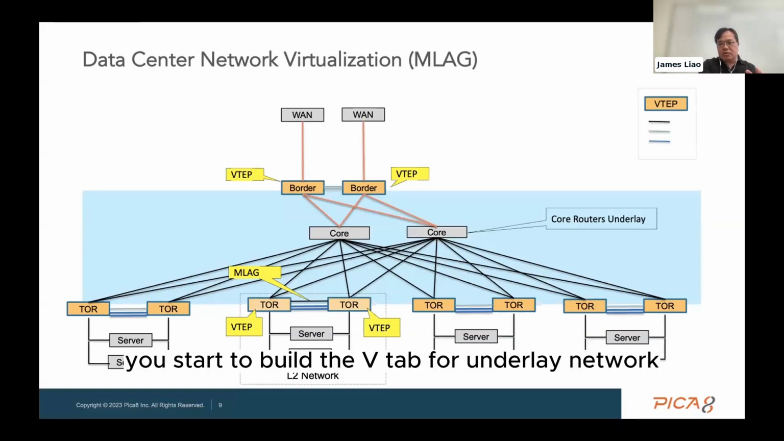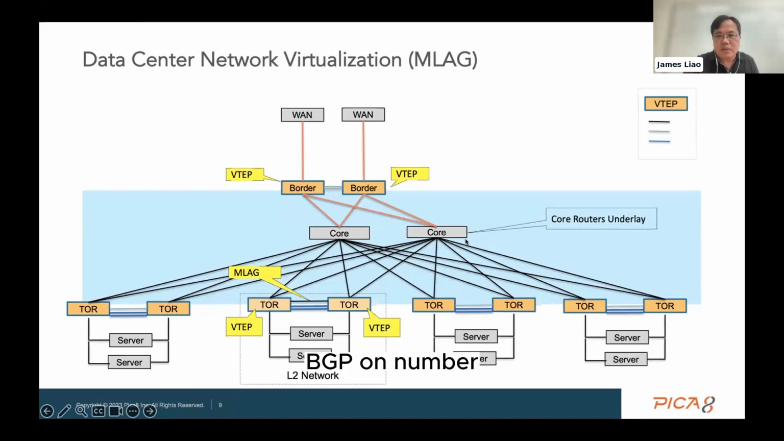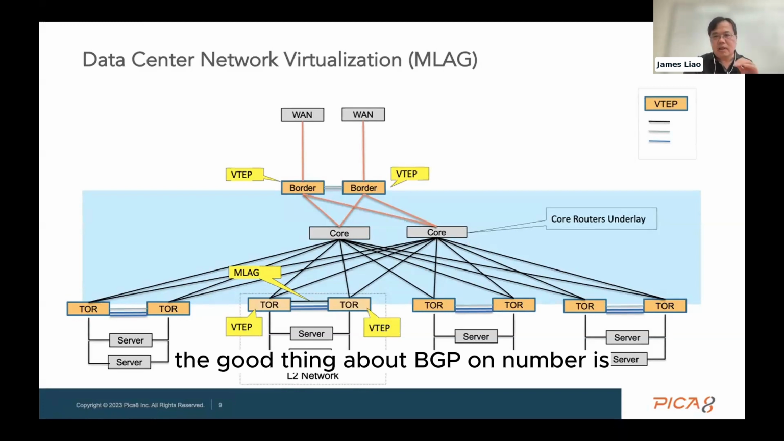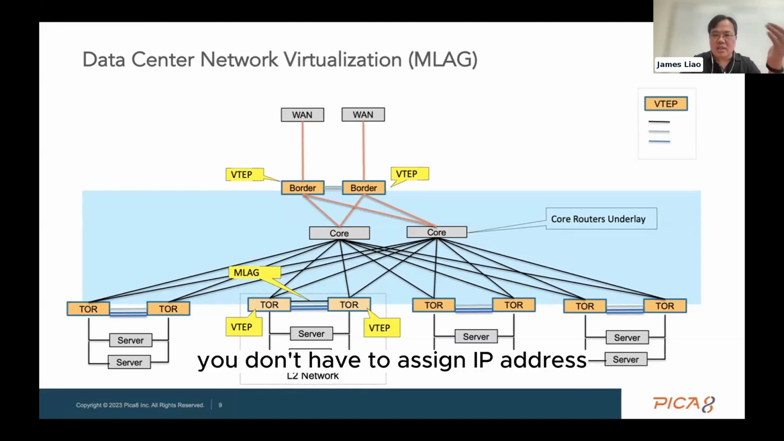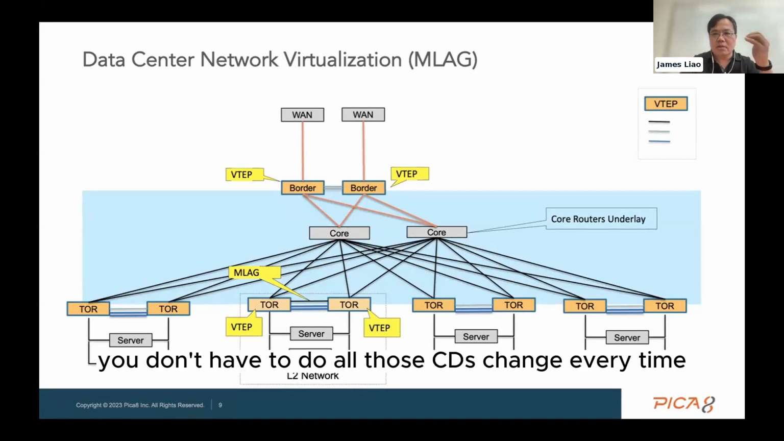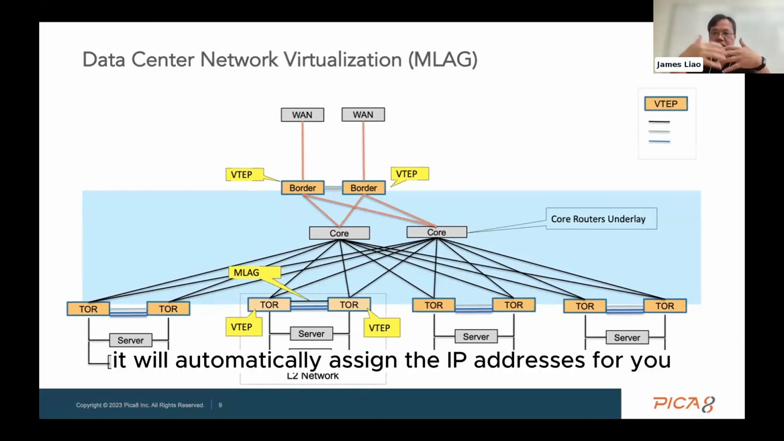And then from there, you start to build the VTAP for the underlay network. So the underlay network can be run with BGP unnumbered. The good thing about BGP unnumbered is that it's a minimum configuration that you have to set. You don't have to assign the IP address. You don't have to do all those tedious changes every time you add a new rack. By using BGP unnumbered, it will automatically assign the IP addresses for you.